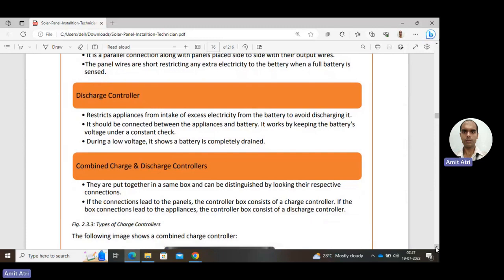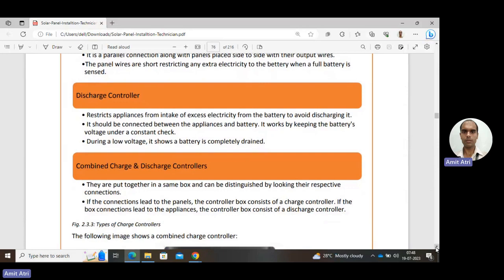It works by keeping the battery's voltage under constant check, because voltage starts decreasing when the discharge, the amount of charge which can be taken from the battery, is totally taken off. It means the battery is about to exhaust, totally drained or totally discharged. So this will keep the charge flow from the battery within the allowed permissible safe range.